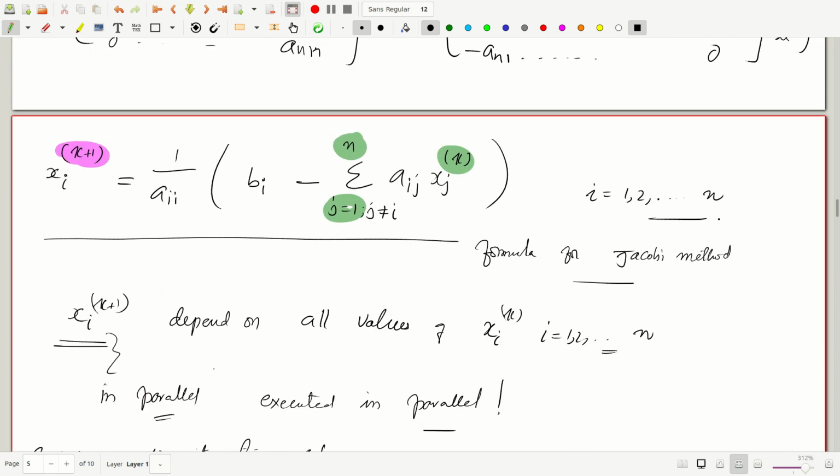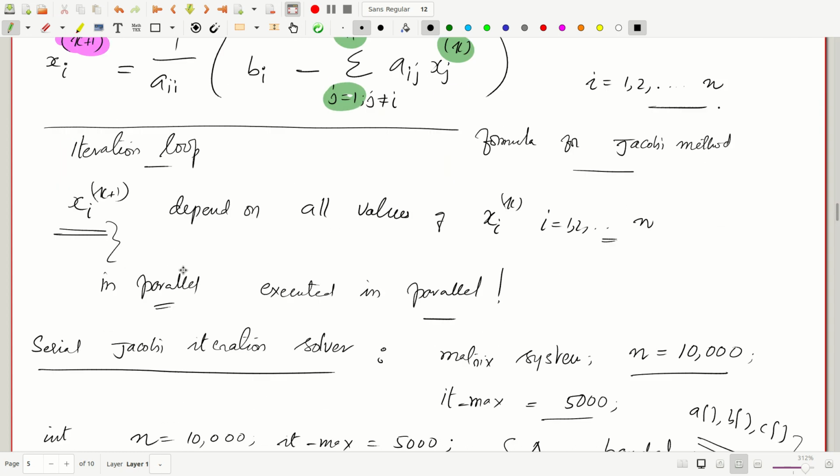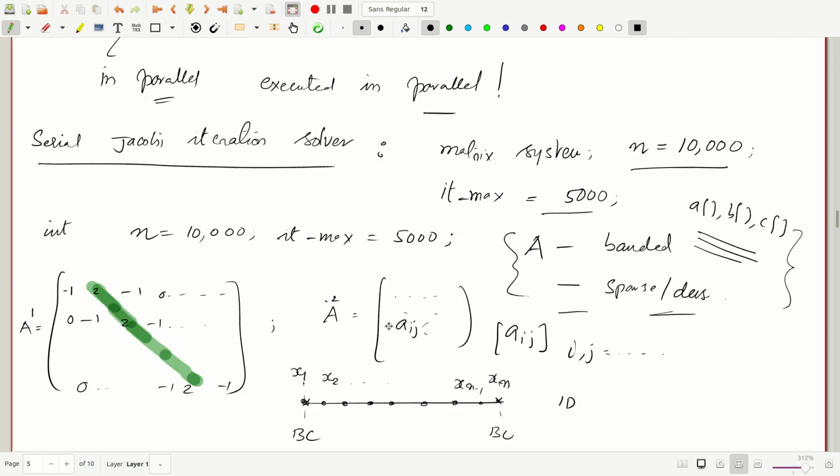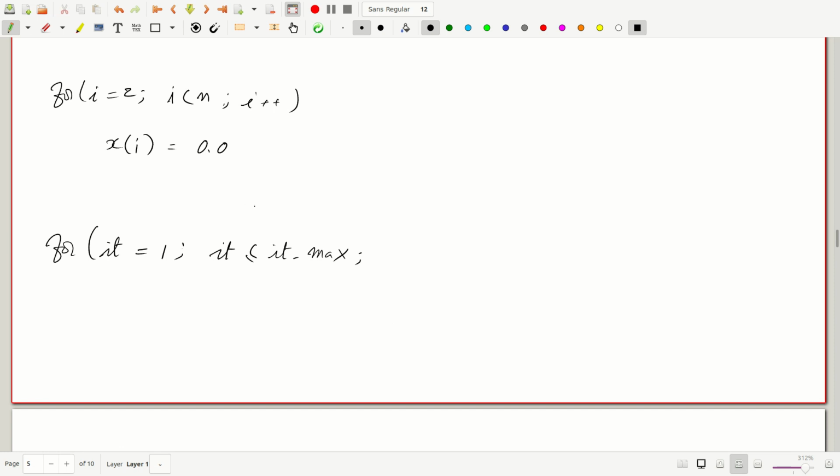So then what do we need to do? Essentially, we need to write code in which you start off with a guess value and then keep improving it. So we would need a main loop, which is the iteration loop. Let us say we hopefully converge in some certain number of iterations. I have a for loop for the iterations. I declare another variable, iteration equal to 1, iteration less than or equal to iteration max, which we set to some 5,000 or something, and then iteration plus plus.